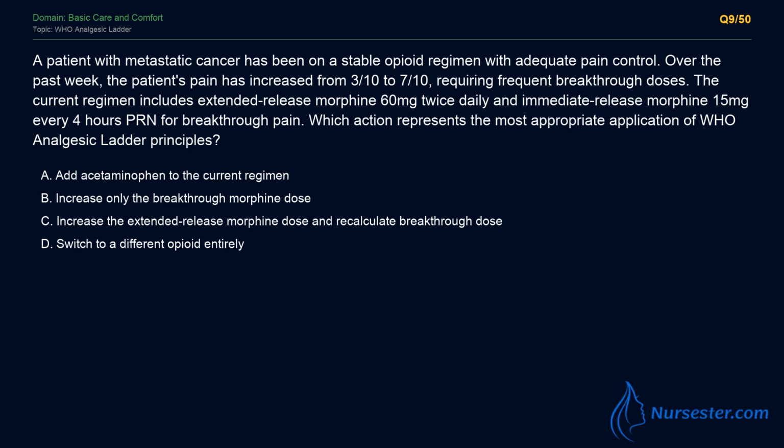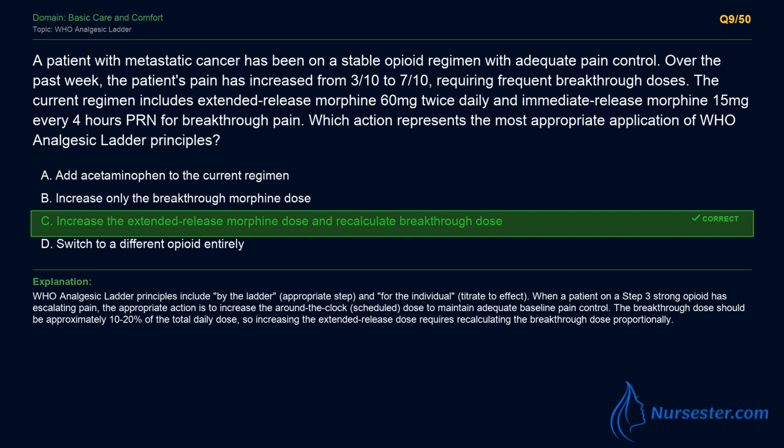The correct answer is C. WHO analgesic ladder principles include by the ladder, appropriate step for the individual, and titrate to effect. When a patient on a step 3 strong opioid has escalating pain, the appropriate action is to increase the around-the-clock, scheduled dose to maintain adequate baseline pain control. The breakthrough dose should be approximately 10 to 20% of the total daily dose, so increasing the extended release dose requires recalculating the breakthrough dose proportionally.